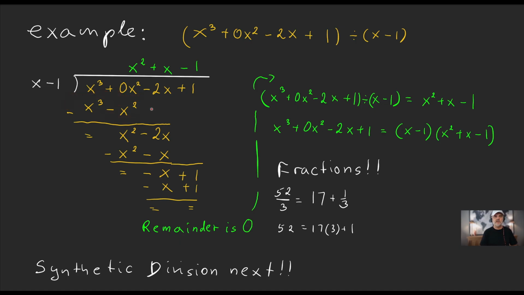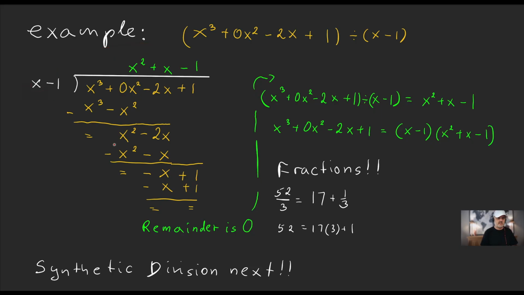So 0 minus negative x squared means positive x squared is the result, and you bring down the next placeholder and you repeat the process. So the degree here is 2, and we divide by the first degree, which means you can continue. So x squared divided by x gives you x, right? And then you start multiplication. So you do the next step, which is the reverse multiplication.